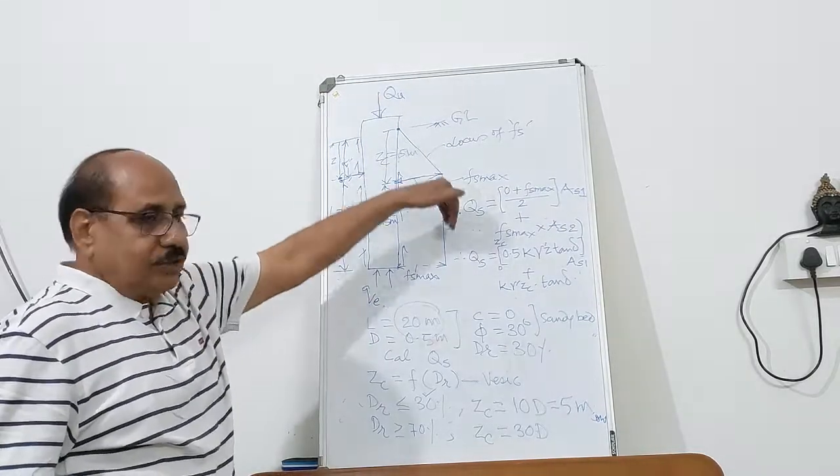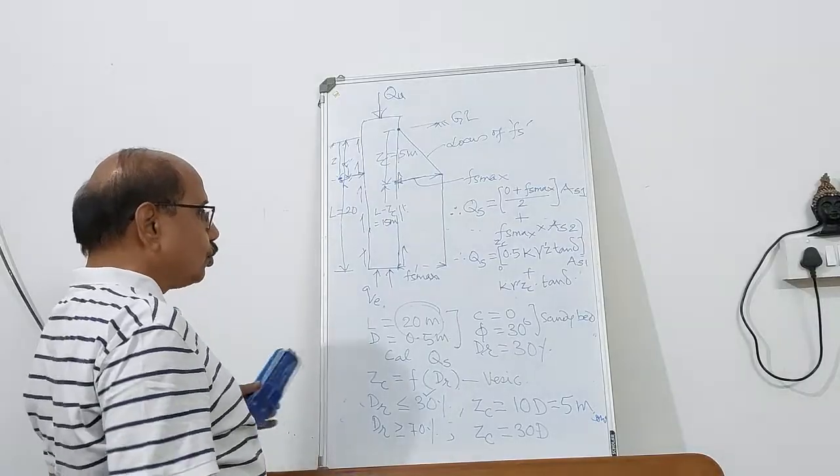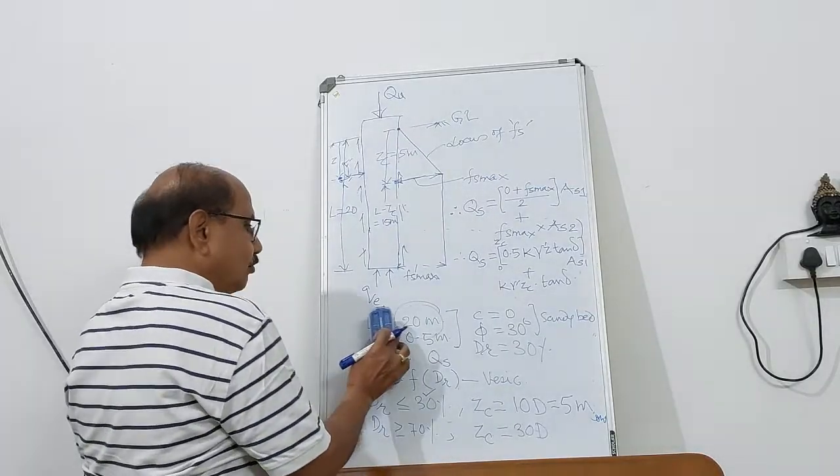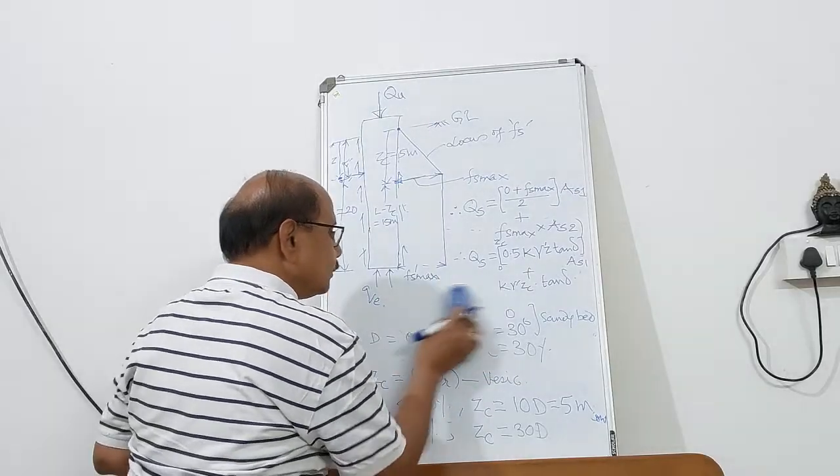And this is the variation of the unit skin friction. So how we are going to calculate this one? So let's see that.